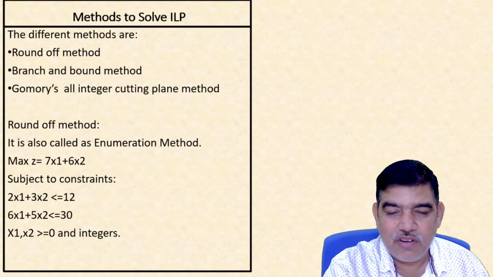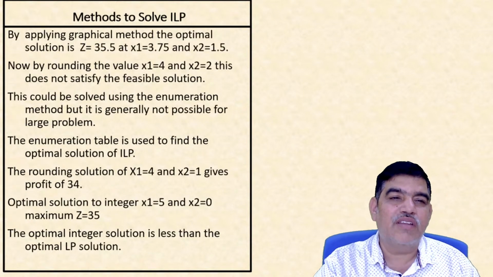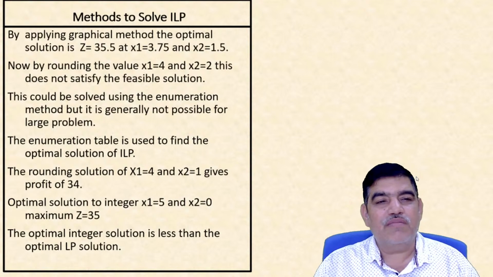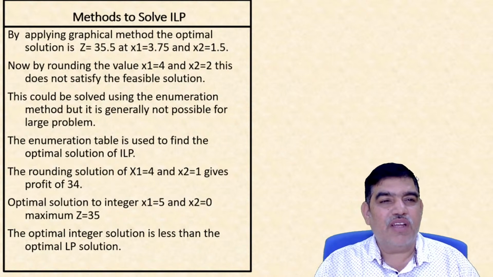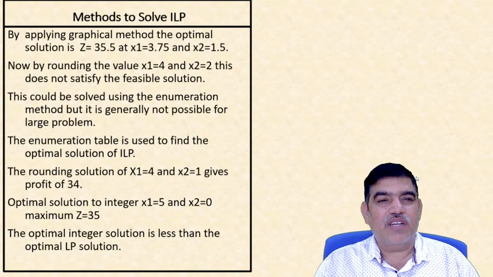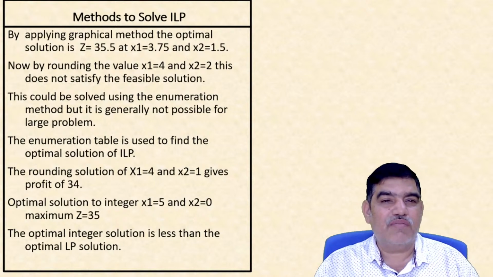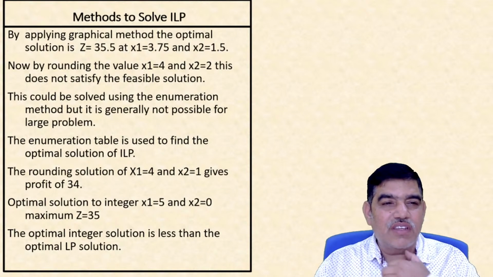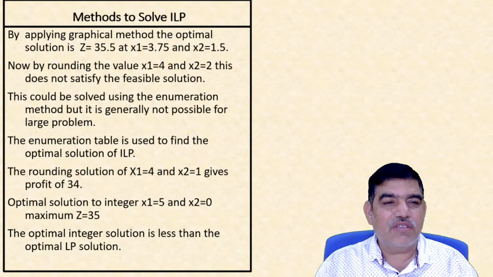So there are two constraint equations, so there are two straight lines. By taking the feasible region, the boundary region, and using the graphical method, we get 1 point, that is x1 equal to 3.75 and x2 equal to 1.5, where z is maximum. Now, it does not satisfy the integer linear programming problem. Now, by rounding the values to x1 equal to 4 and x2 equal to 2, this does not satisfy the feasible solution.